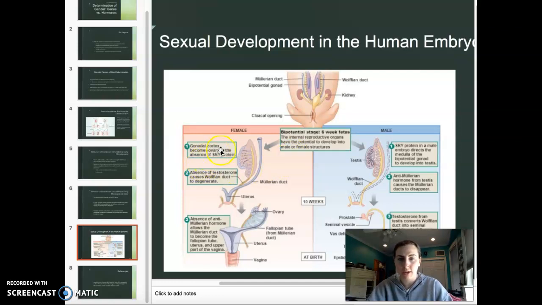In the female, the gonadal cortex becomes the ovary in the absence of the SRY protein. If the SRY protein is present, then it's going to become a male. The absence of testosterone causes the Wolffian duct to degenerate. In the uterus, the ovary and everything else develops into the female sex organs. Because of the presence of the anti-Müllerian hormone, the Müllerian duct becomes the fallopian tube and the upper part of the vagina.